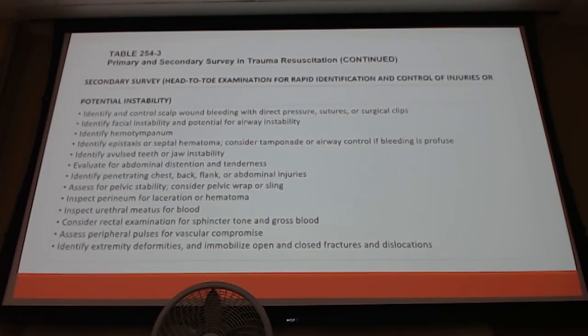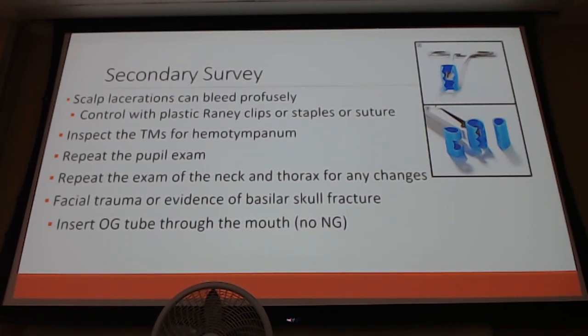And then here's kind of how it looks. We're going head to toe. So looking for any scalp wounds, bleeding, any facial instability, hemotympanum, any sort of facial trauma, avulsed teeth. Moving on to any penetrating chest trauma, like any crepitus or instability, looking at the pelvis, doing a good pelvic exam, checking for any instability, crepitus, checking the urethral meatus, rectal exam, peripheral pulses, any deformities. We're going to look at immobilizing them at this point. So starting with scalp lacerations, they can bleed like crazy.